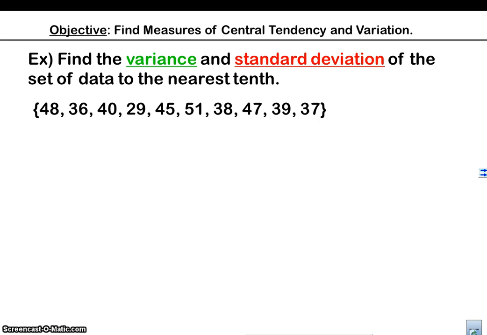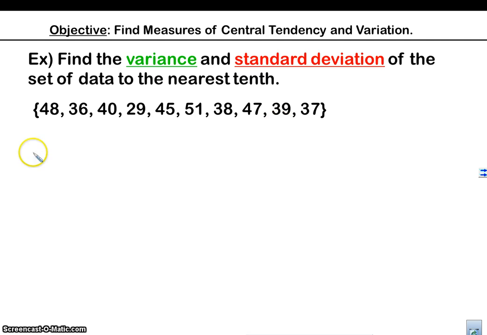Okay, so let's work through one, and then you can try one, and then that's pretty much it. Okay, so find the variance and the standard deviation. So the variance, what we're going to do is we have to first find the mean.